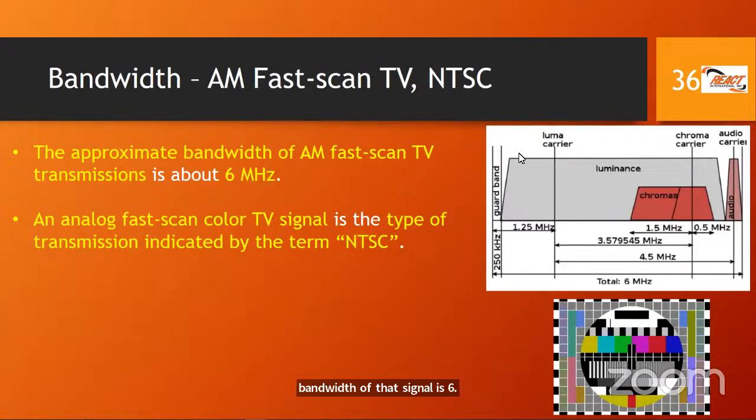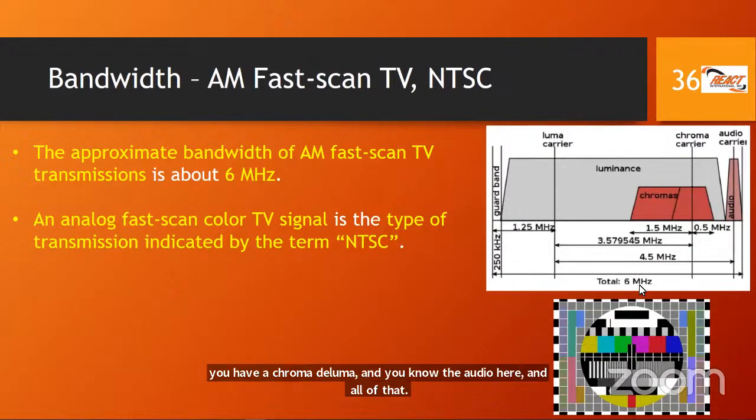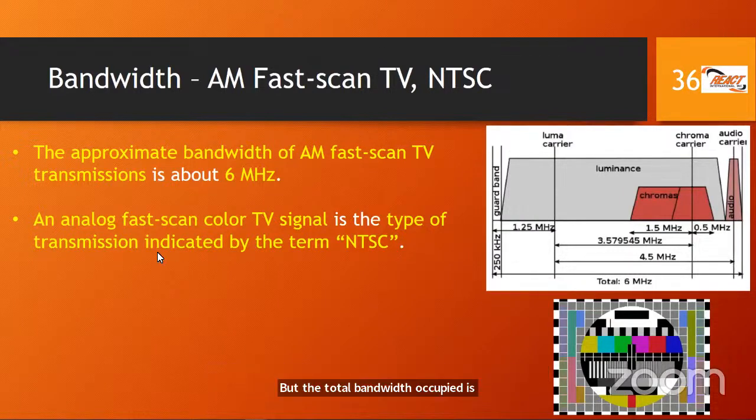All right. And this diagram, if you look at it from start to finish, you see here 6 megahertz. So the width of that fast scan TV. So you have the chroma, the luma, and the audio here and all of that. But the total bandwidth occupied is 6 megahertz. Need to know that for the exam.